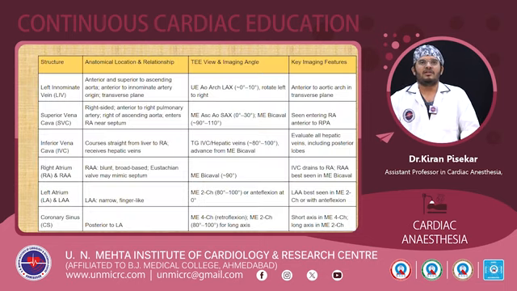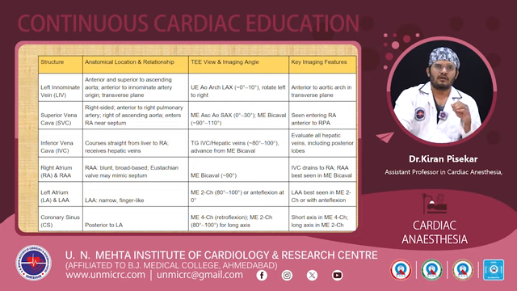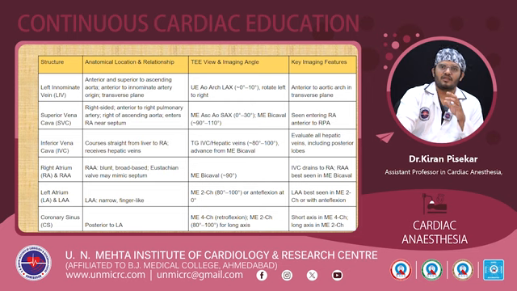Now this is a table describing various venous structures which are draining into the respective chambers, that is the RA. First there is the left innominate vein. Anatomically it is anterior and superior to the ascending aorta and anterior to the innominate artery origin in the transverse sinus. In TEE we can visualize it in the upper esophageal aortic arch long axis view at 0 to 10 degrees while rotating left to right. In key imaging features, it is anterior to the aortic arch in the transverse sinus.